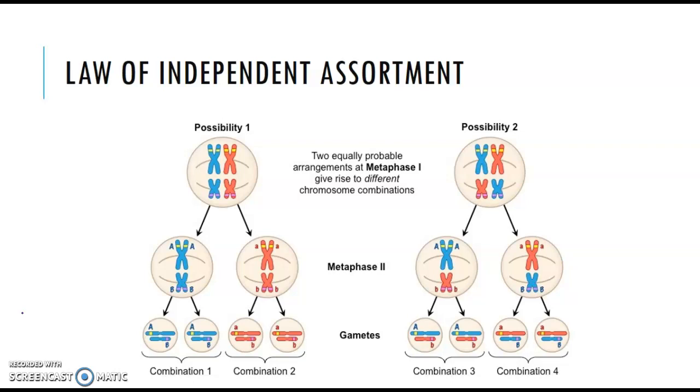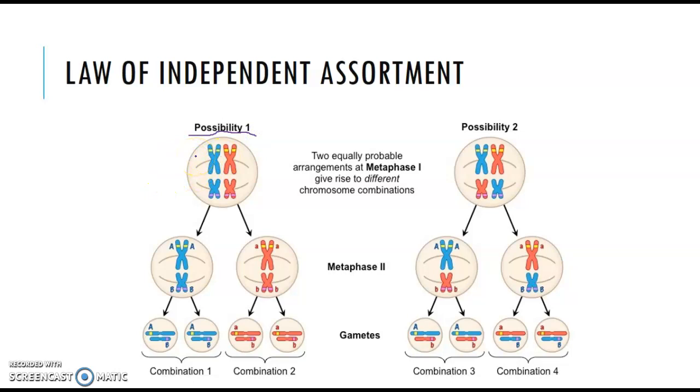We are going to talk about something called the law of independent assortment. Basically what this means is when we are creating gametes, not all the chromosomes from mom and all the chromosomes from dad are going to go into one gamete. So let's look at possibility number 1 right here.